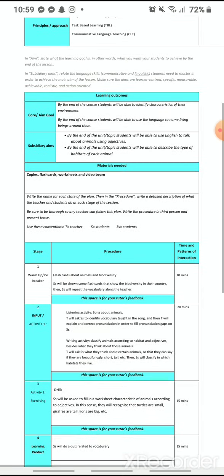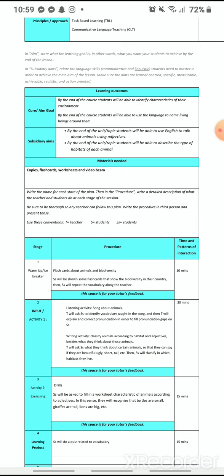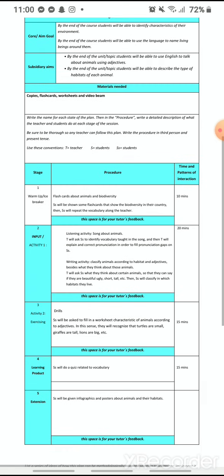And the next is the learning outcomes, and these learning outcomes are so important to give a class. Some learning outcomes, for example, by the end of the course, students will be able to identify characteristics of their environment. And the materials we needed were copies, flashcards, worksheets, and video beam.